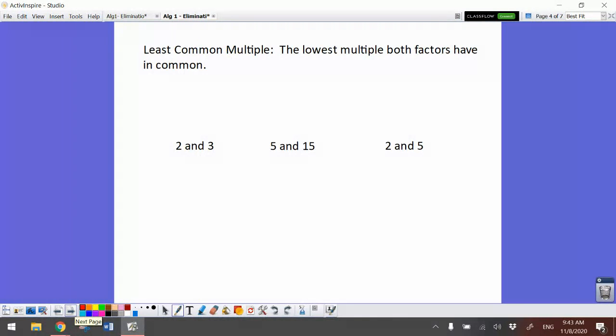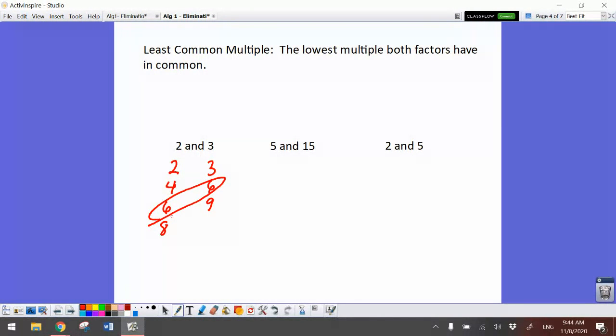And this is the lowest common multiple that both factors have in common. So we've worked on this a little bit when we were clearing fractions in equations. So we're really looking at when you count by twos and when you count by threes, what number do you see that's the smallest that they have in common?